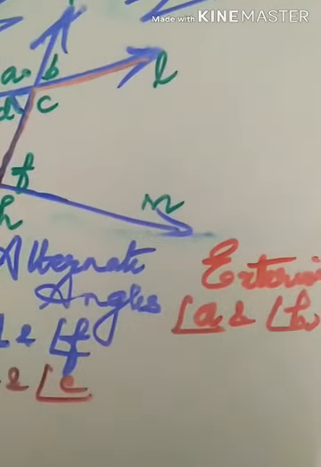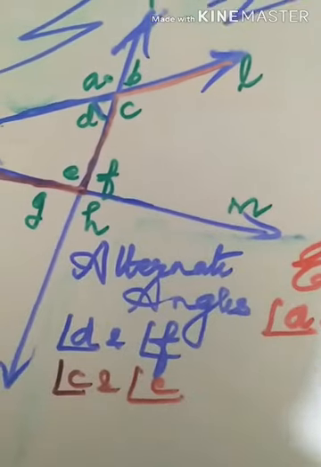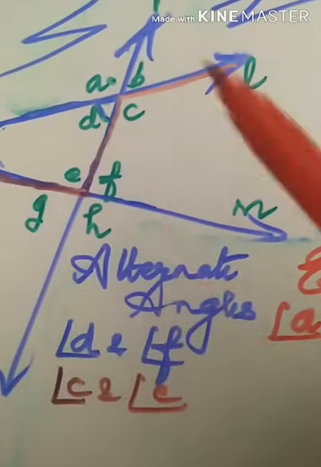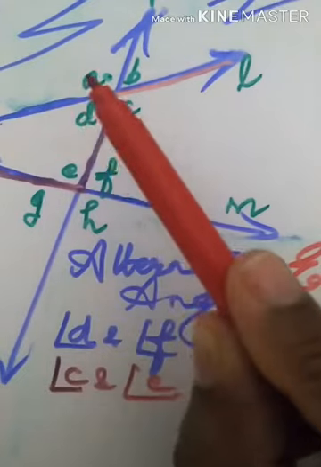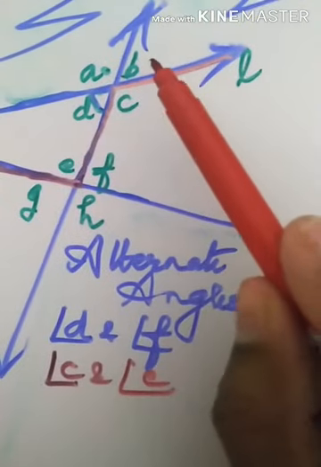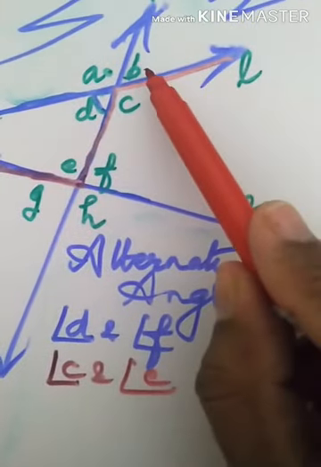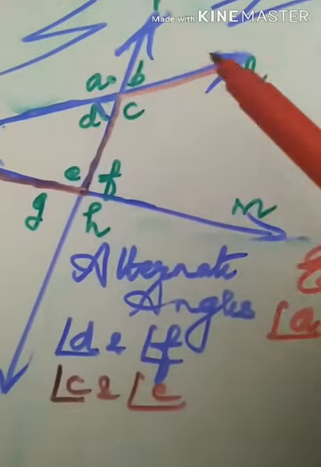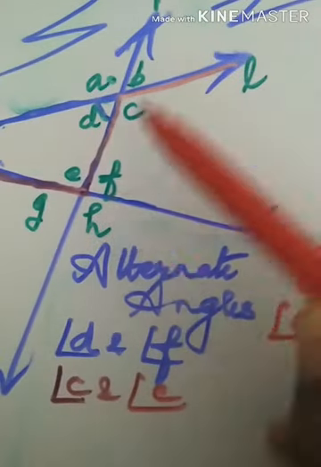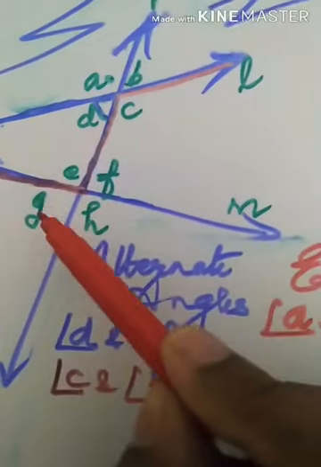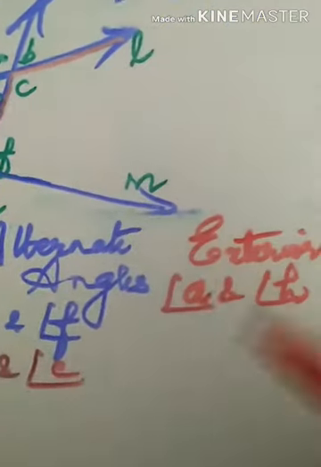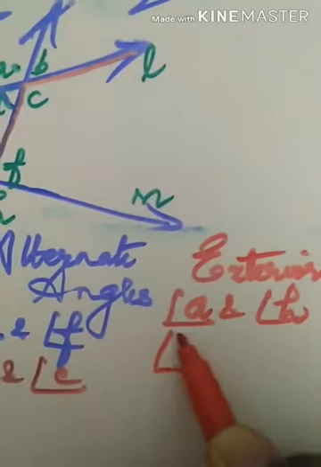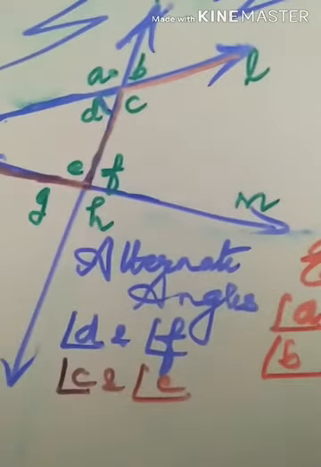Similarly, can you locate another pair of exterior alternate angles? Now, A we have taken. The next angle lying outside, exterior, is B. Its opposite angle will be, you should not see the same side, B's opposite will be G. So these two are the other pair of exterior alternate angles, angle B and angle G.